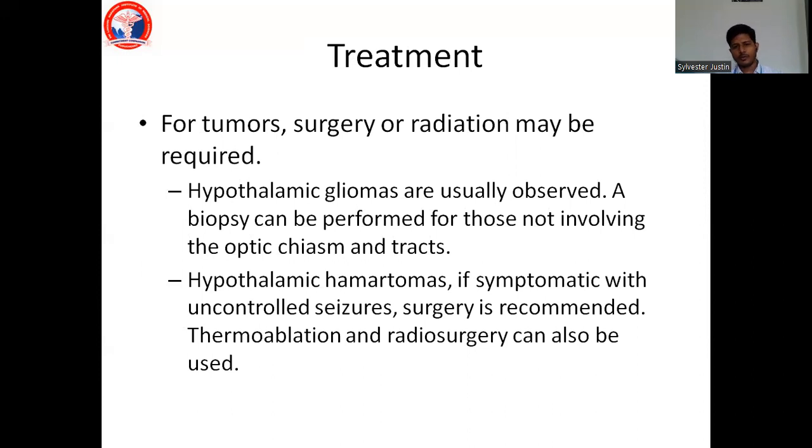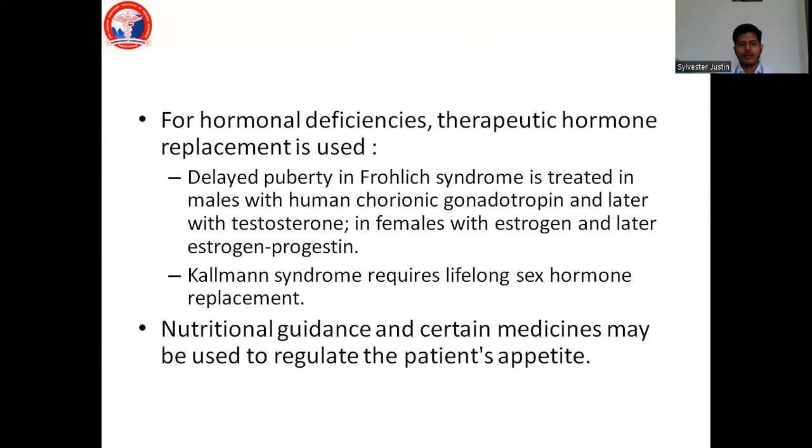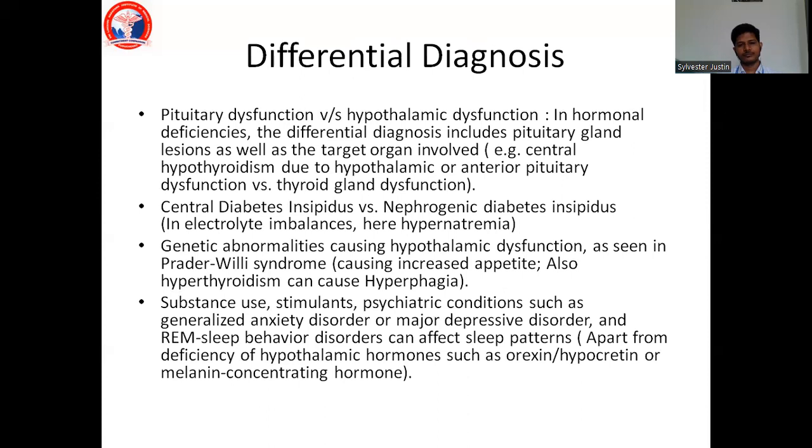For treatment of tumors, surgery or radiation will be required. And for hormonal deficiencies, they have to do hormonal replacement. Fröhlich syndrome, for example, in males is treated with human chorionic gonadotropin and testosterone. In females, with estrogen and later with estrogen and progesterone. Kallmann syndrome requires lifelong sex hormone replacement. Nutritional guidance may also be required.